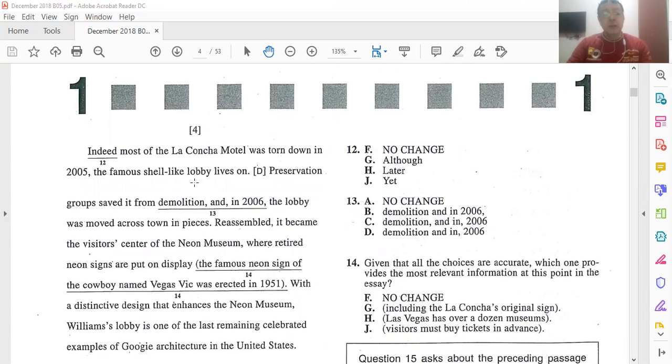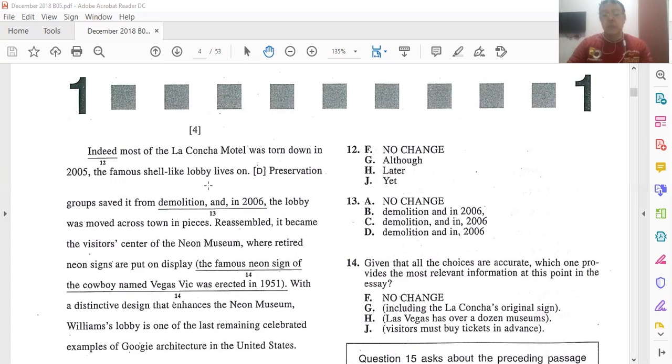Indeed, most of La Concha Motel was torn down in 2005. The famous shell-like lobby lives on. We have two sentences with contradictory meaning. So the motel was torn down, however, or but, the famous shell-like lobby lives on, was not torn down.